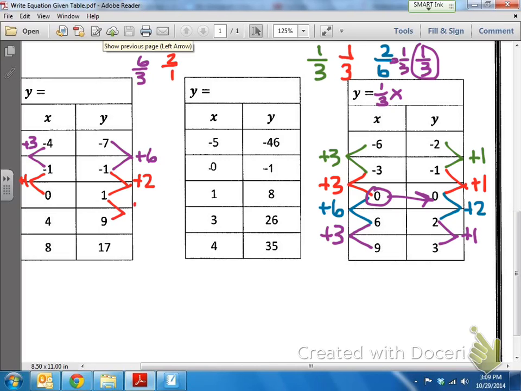Moving on, from 1 to 9, I add 8. From 0 to 4, I add 4. So my next fraction is 8 over 4. And then from 9 to 17, I add 8. From 4 to 8, I add 4. And so my last fraction is 8 over 4.